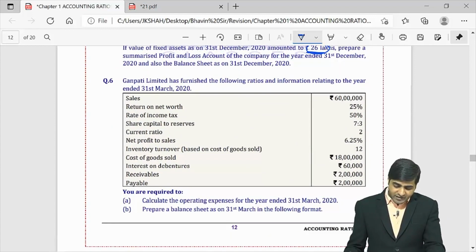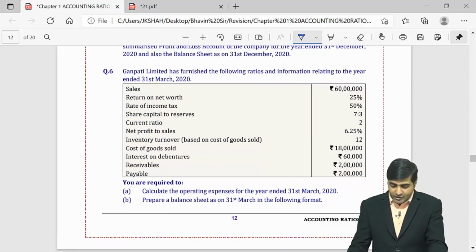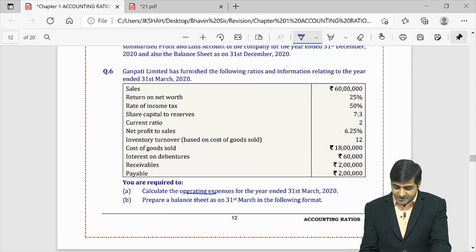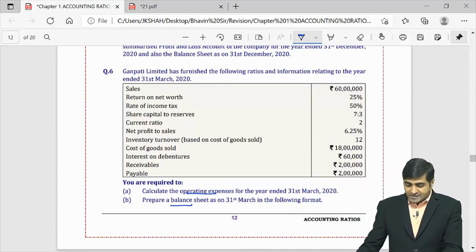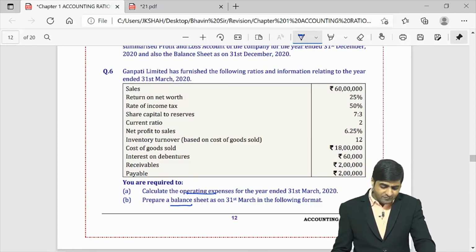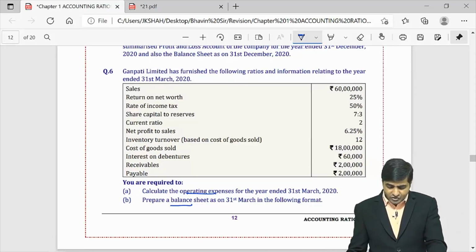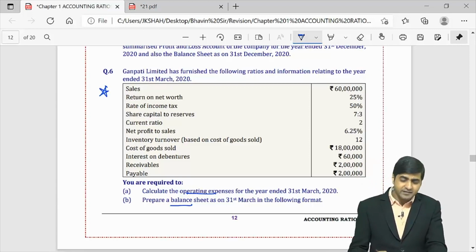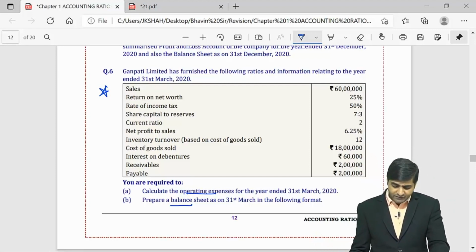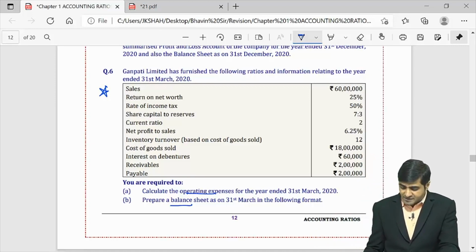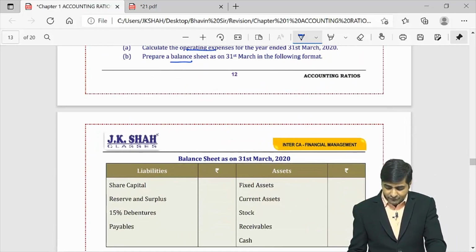Now, after this, my dear students, in question number 6, we are required to calculate the operating expenses and then we are required to prepare the balance sheet. So guys, we have sales, return on net worth, rate of income tax, share capital to reserve, current ratio, etc. Now this is a very important question. Again, you should revise this one day before the examination, and this was also asked in your July 21 paper, where we have the data available and we are required to calculate your operating expenses and also prepare the balance sheet in the following format.